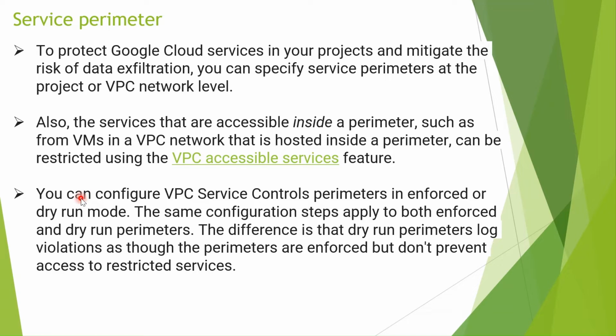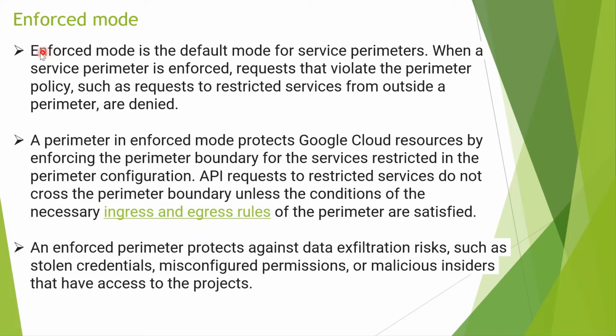After that, when we create a perimeter, we have two options: we can put it in enforce mode or dry run mode. So basically, if we put it in enforce mode, it will block access and allow access depending on the perimeter which you have created. And if we create it in dry run, it only logs in the logging. So let's see what is in enforce mode. Enforce mode is the default mode of a service perimeter.